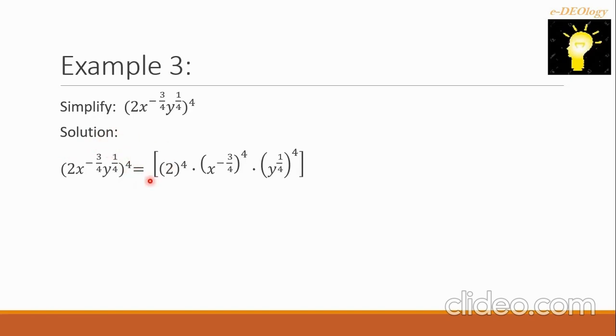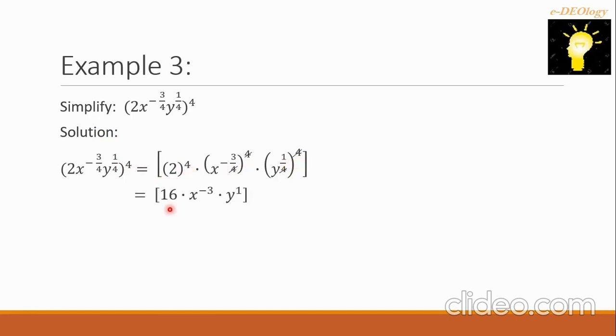At first, it will be with the number 2, and then with the variable x raised to negative 3 over 4. So the exponent 4 is there outside. And then the y raised to 1/4, now with power 4. And then we will simplify further. The 2 raised to 4 becomes 16.